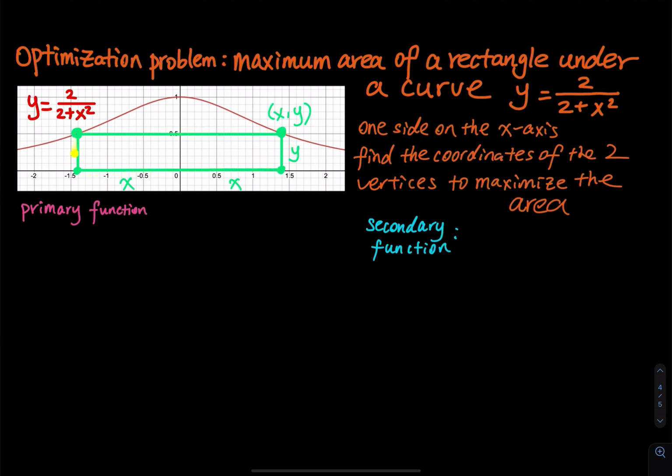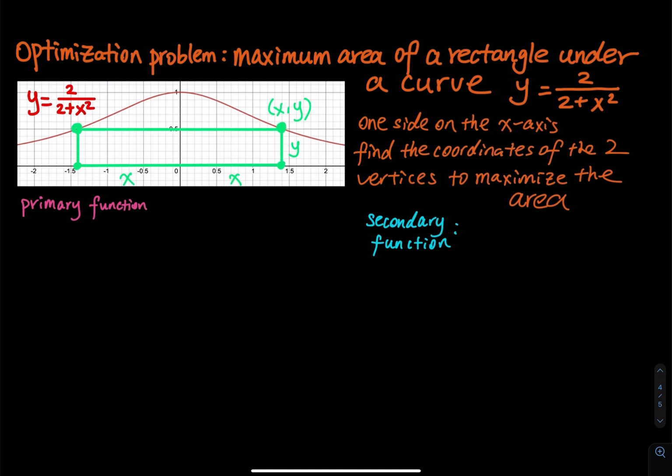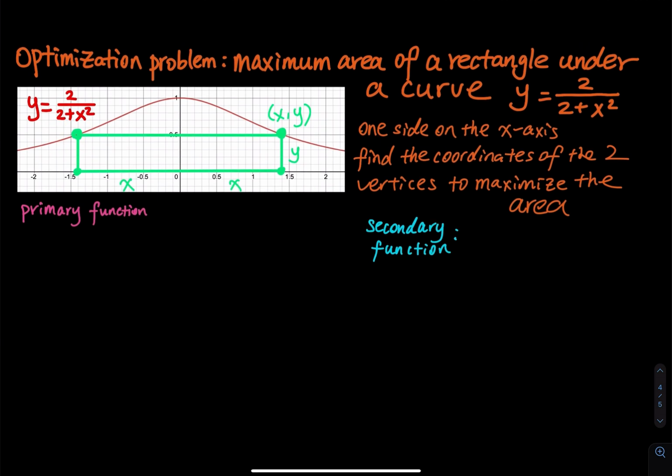So I gave you a rectangle over here, and one of the sides is on the x-axis. So this side is on the x-axis, and this rectangle has two vertices that are on the curve. So one right here and one right there. What I am asking you to do is find the coordinates of these two vertices, one on the right and one on the left. So tell me what those coordinates are such that the area of the rectangle is maximized.